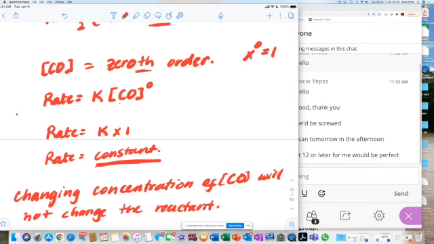Bottom line here, we know that a zero order chemical will not influence the rate of the reaction. So if your boss tells you to make the reaction go fast, don't even try to change this amount here. You're just going to be wasting chemicals. It will not make the reaction go fast because you know ahead of time it's a zero order.